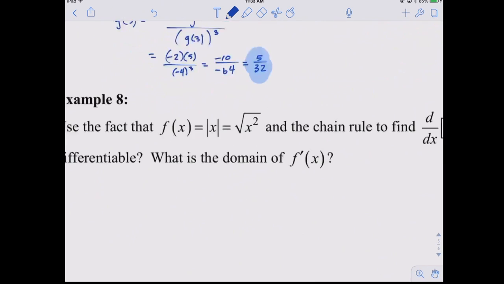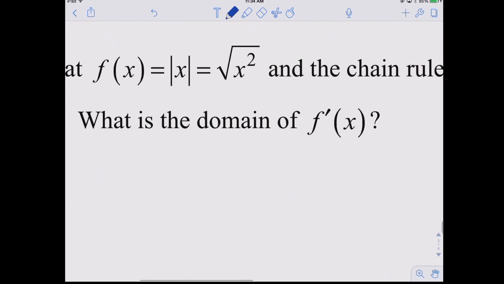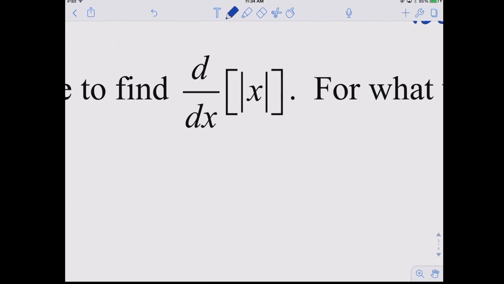Okay, let's move on to example 8. Use the fun fact that the absolute value of x equals the square root of x squared, which reminds me I need to pass back the first 6 weeks bonus questions, because that was a really important part of that bonus. This is an identity that we're going to use. The absolute value of x is the same as the square root of x squared, and the chain rule to figure out what the derivative is with respect to x.